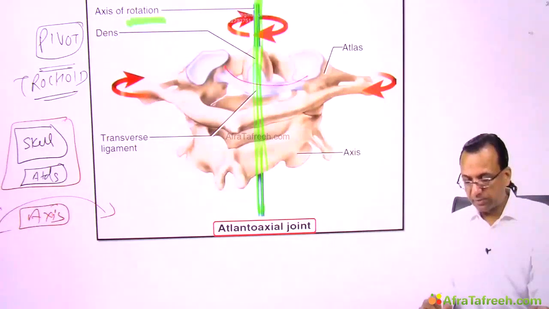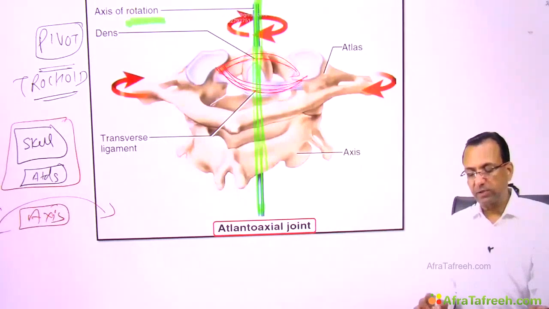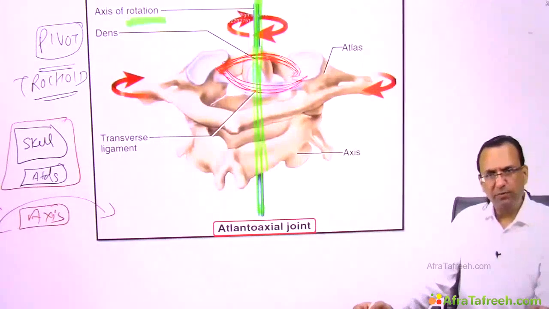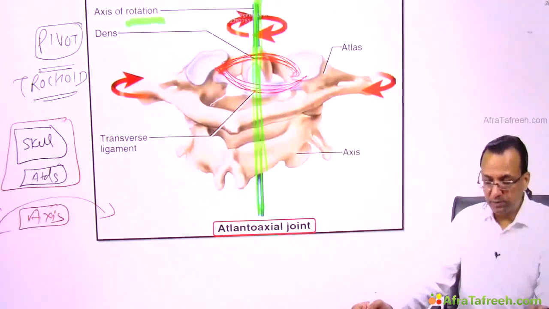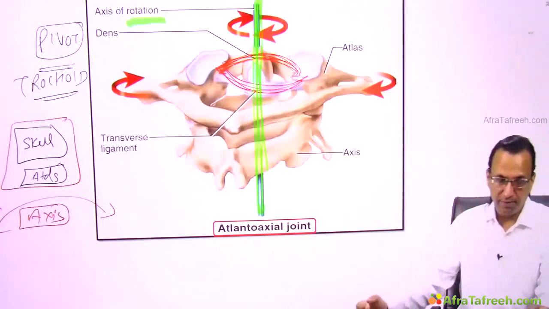And this is the transverse ligament which was holding the odontoid process of the axis on the anterior arch of the atlas vertebra. Atlantoaxial joint for rotation, rotatory movement. Pivot joint, trochoid joint, the no movement joint.